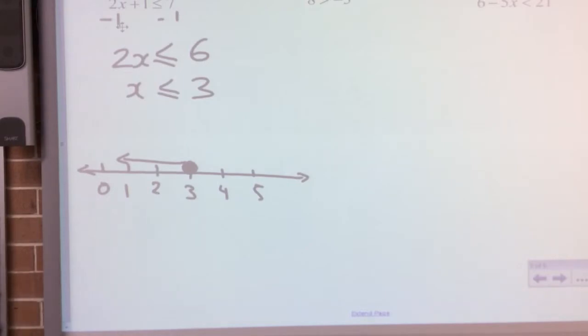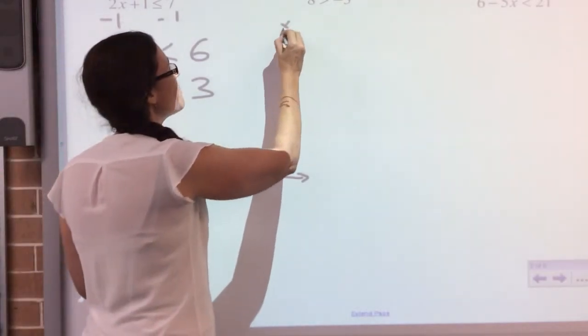So I've solved it just like an equation, but I haven't got one answer, I've got an infinite number of answers. Now, the next one there, 8 is greater than minus 3. Is everyone happy that that's true? Now, I can't solve it. There's no letters in there. But I want you to look at what happens if I multiply both sides by negative 2.